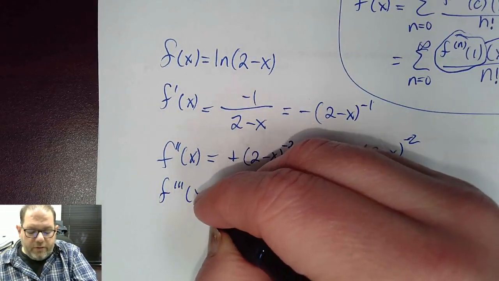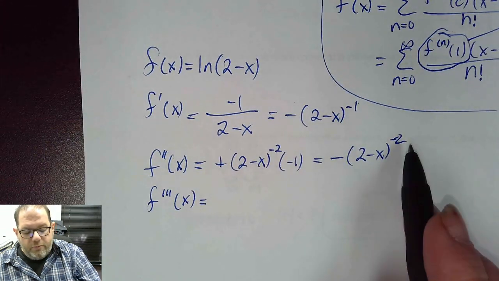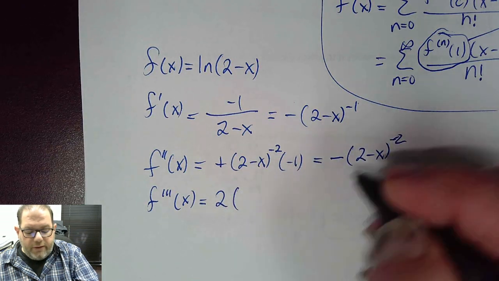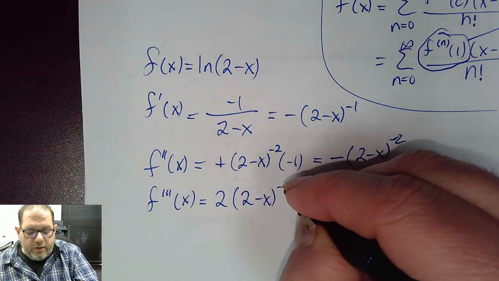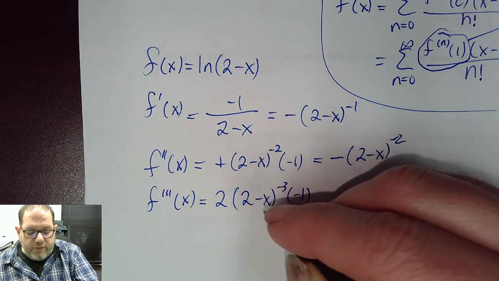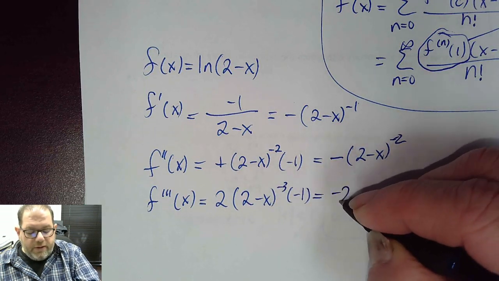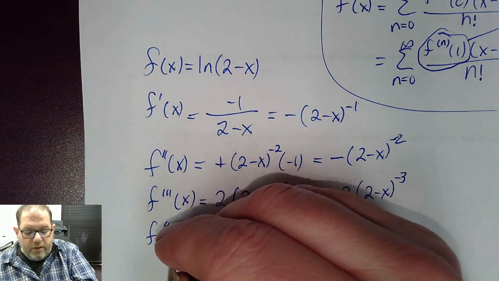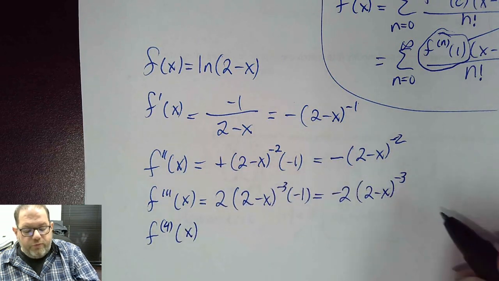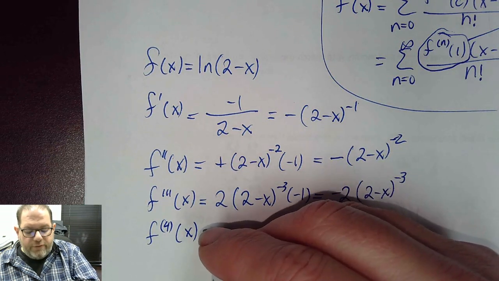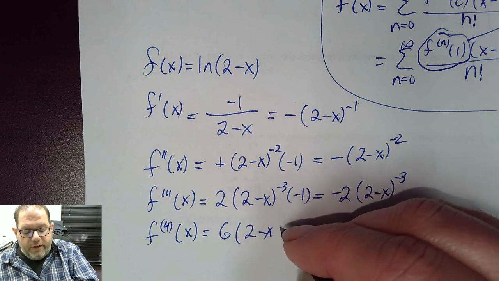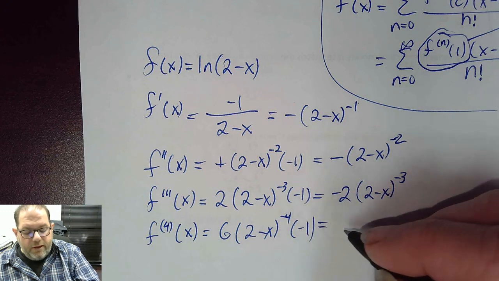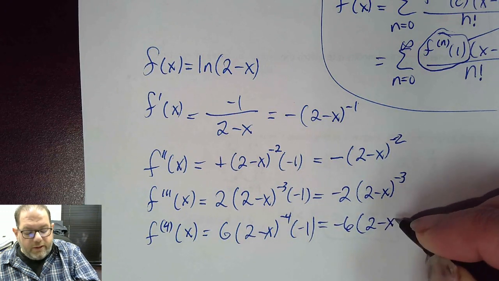Third derivative, we multiply by the negative 2, that makes it a positive 2, times 2 minus x to the negative 3, times the derivative inside the parentheses, which is negative 1. So it makes negative 2 times 2 minus x to the negative 3. And then let's look at the fourth derivative. We multiply by the negative 3. That changes it to a positive 6, 2 minus x to the negative 4 times negative 1, the derivative inside the parentheses. So negative 6 times 2 minus x to the negative 4.